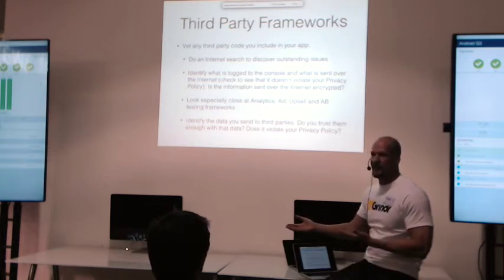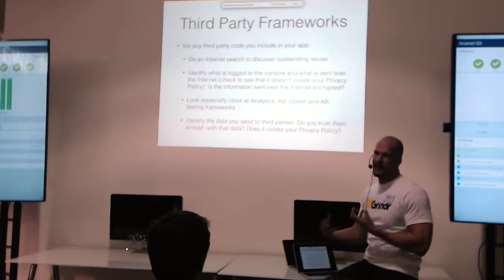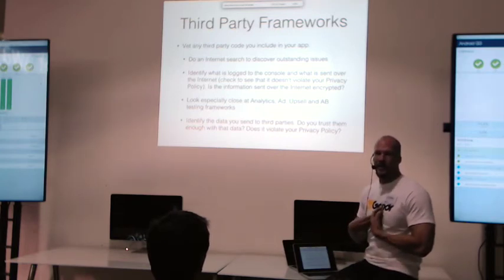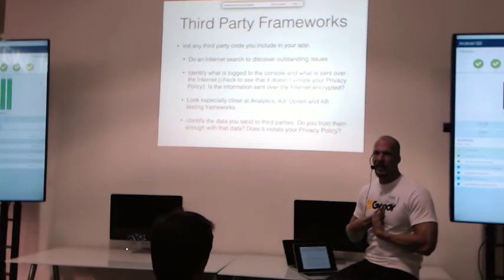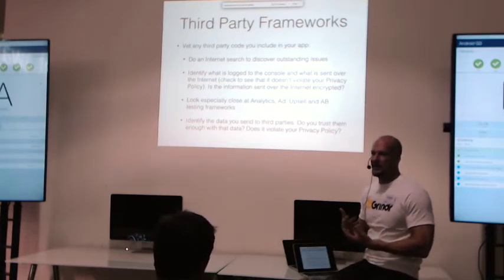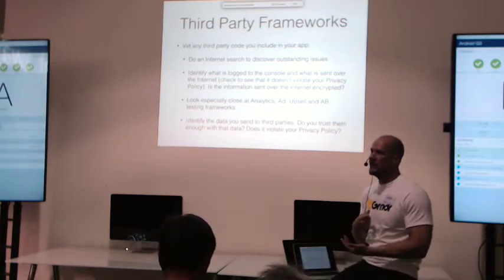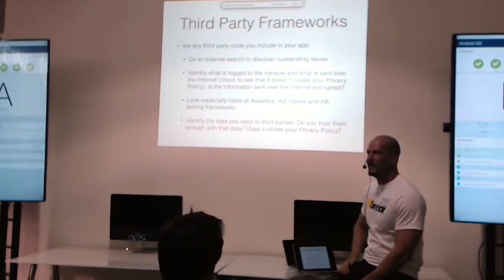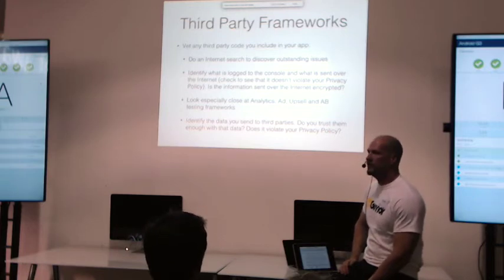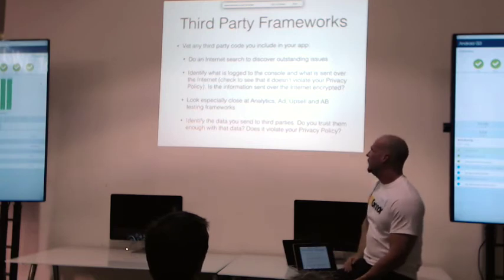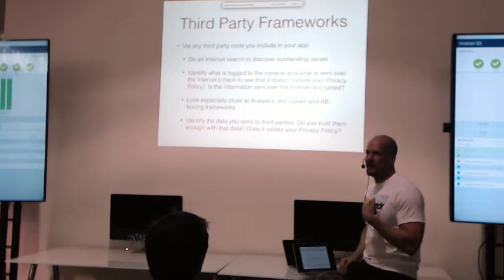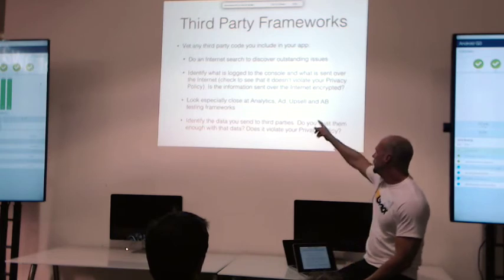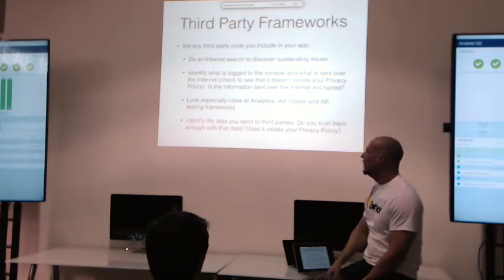Make sure it's not violating your privacy policy. A third party embedded in your executable has access to a lot of information, possibly the geolocation, the device, all sorts of stuff that you don't necessarily want sent over the network. Check it, use something like Charles Proxy or Wireshark. Check to see if it's sending out information over the internet, and if it is, check to see if it's encrypted or not.